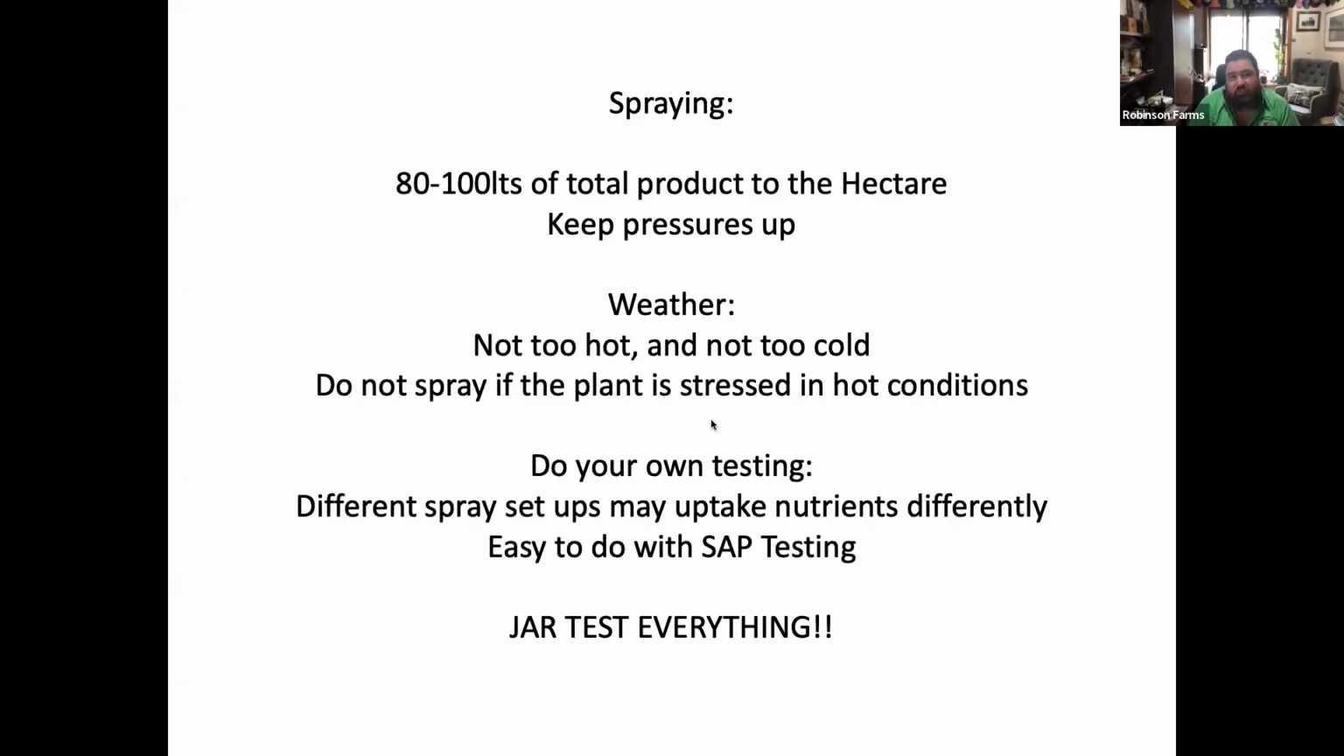And then just a simple slide around spraying these products. So we're looking for that 80 for broadacre. I'm a broadacre farmer. So 80 to 100 litres of total product. And we'd like to see the pressures kept up.